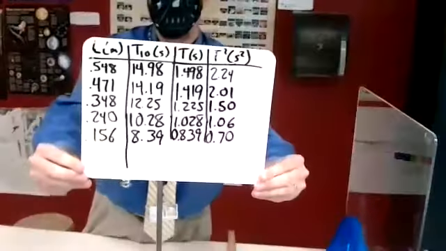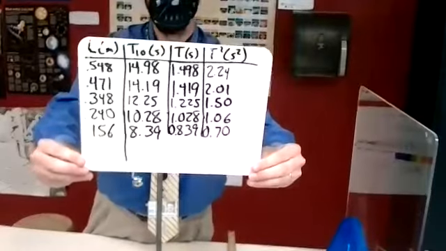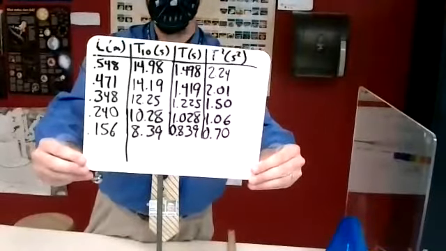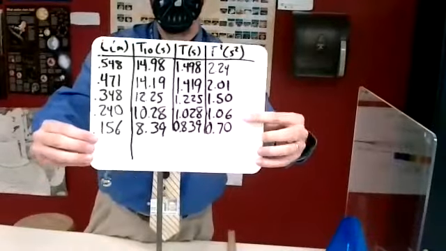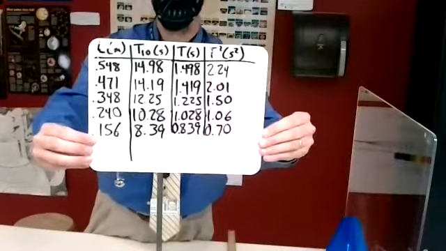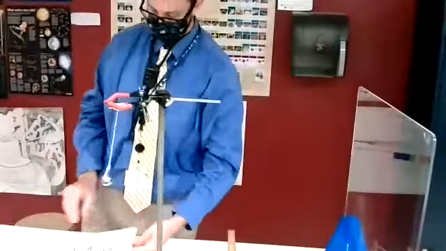Here's what my data table looks like now. For that one, it was 0.156. It took 8.39 seconds, so less than a second now per oscillation, 0.839. And if you square that, you get 0.71. That's 1, 2, 3, 4, 5 data points so far.